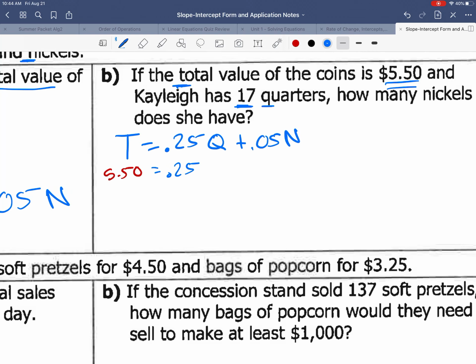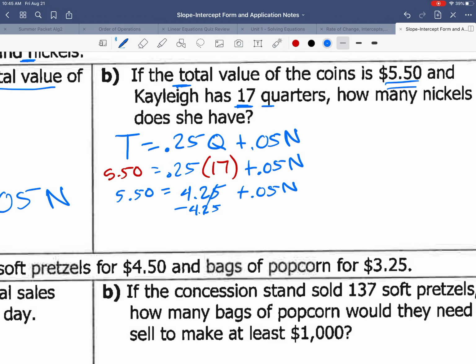equals 0.25, and then for Q, it told us we have 17 quarters. Now plug in those 17 quarters. All right, and we're going to simplify that and get the N by itself. That will tell us how many nickels she has. So 0.25 times 17, if you multiply that piece out, you're going to get $4.25. Then you just want to get the N by itself, so I want to move that 4.25 to the other side.